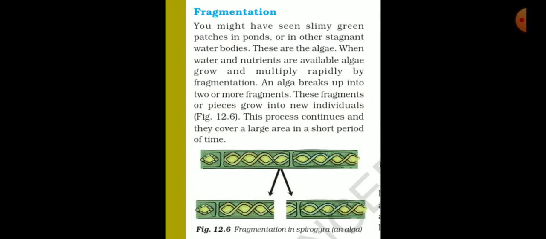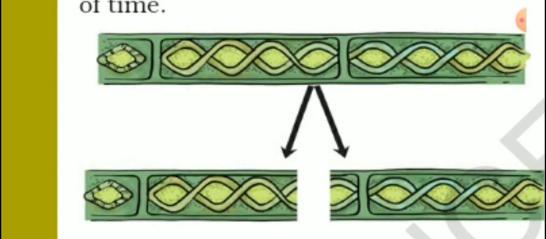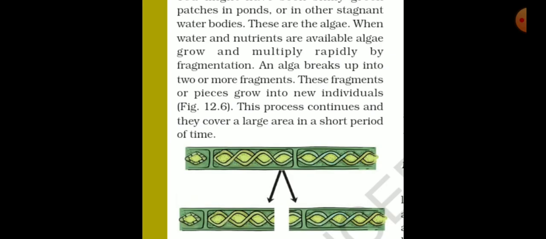The algae contain some green patches in ponds. Okay, the stagnant water bodies. The algae have available water and nutrients. This one is fragmentation in Spirogyra. Which one of the following is an example of fragmentation? Spirogyra.